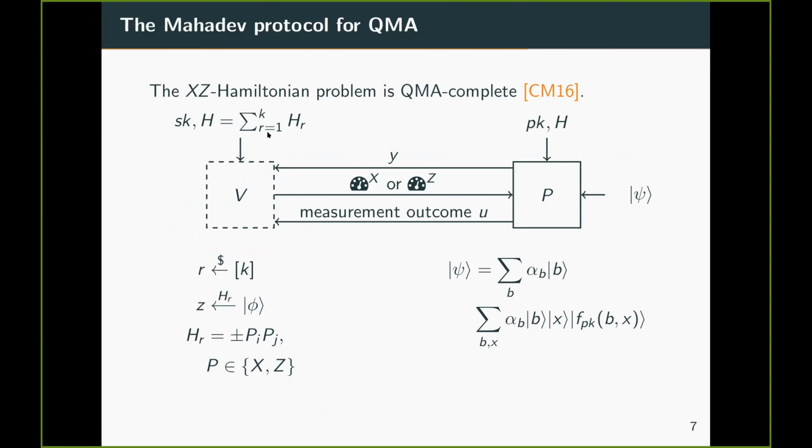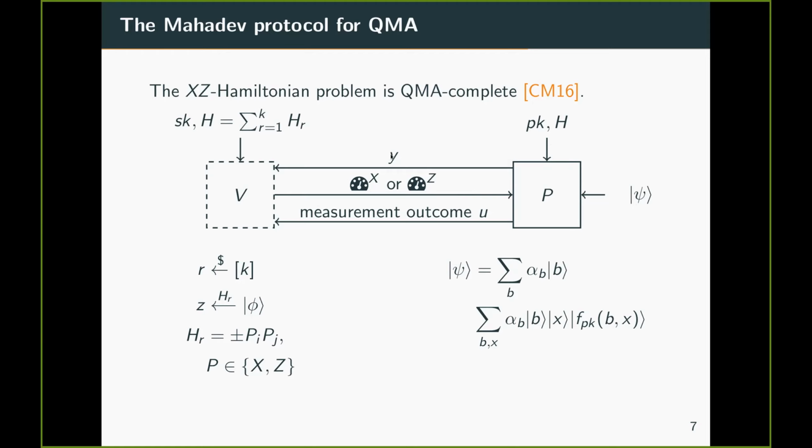Recall the MADEP protocol for QMA, which verifies the XZ Hamiltonian problem, which is also QMA-complete. Initially, the verifier and the prover receive a secret key and a public key, which are associated with a key pair. On receiving the instance and the witness state, the prover interprets the public key as a function and queries the function on the witness state in superposition. Then the prover measures the image register and sends over the outcome Y to the verifier.